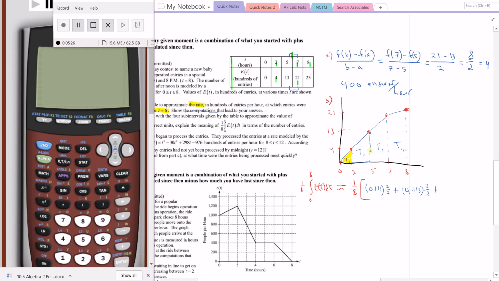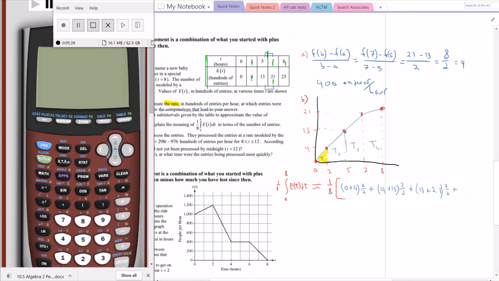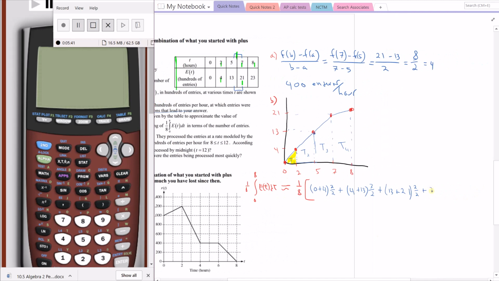Plus the third one, height 1 is that 13, plus height 2 is the 21, this guy here, times base, which is 2 over 2. And then the fourth one is height 1, which is 21, plus height 2, which is 23, times base, which is 1 over 2.